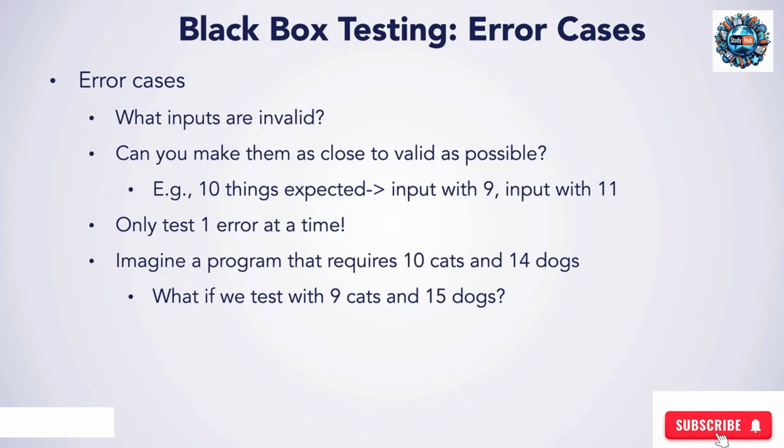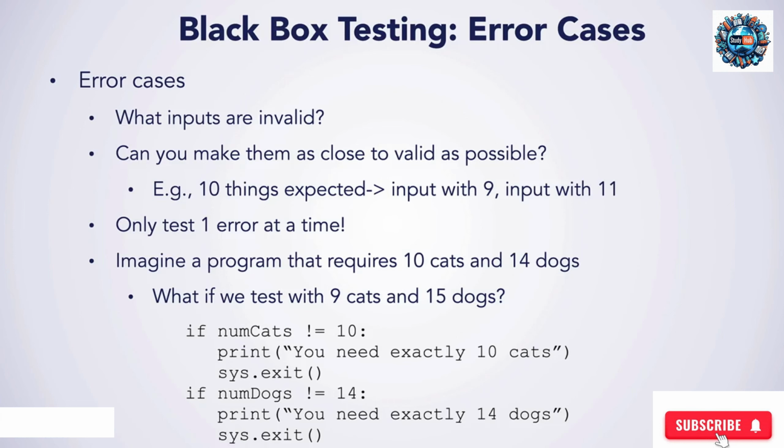Another important consideration is to only try to test one error per case. To see why, imagine a program that requires 10 cats and 14 dogs as inputs. What if we decide to try testing both too few cats and too many dogs in one test case by passing in 9 cats and 15 dogs? Think for a moment about what a correct implementation would look like.